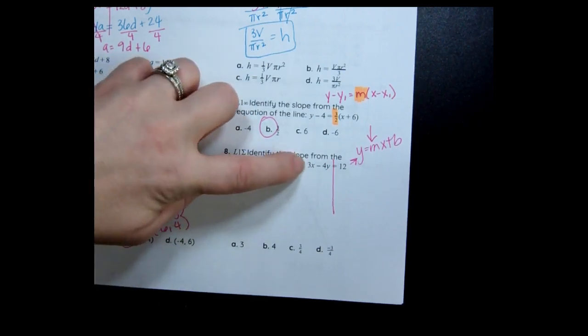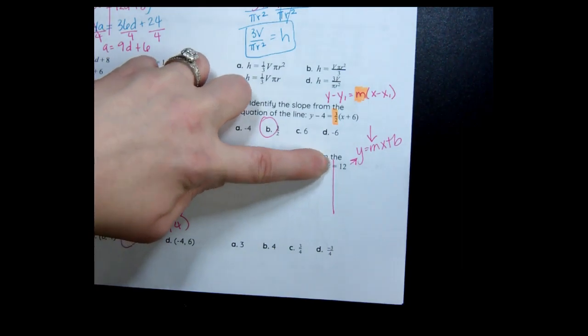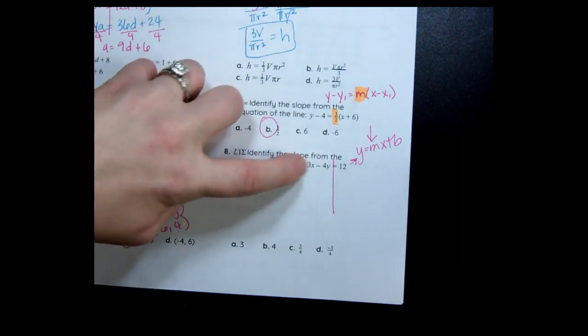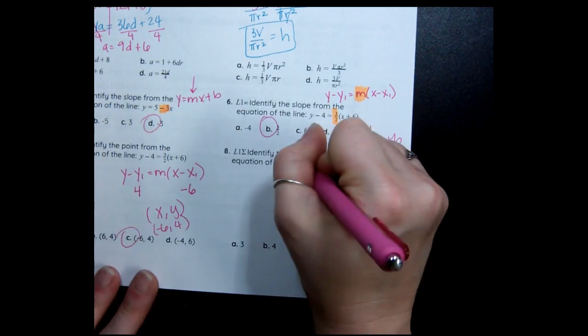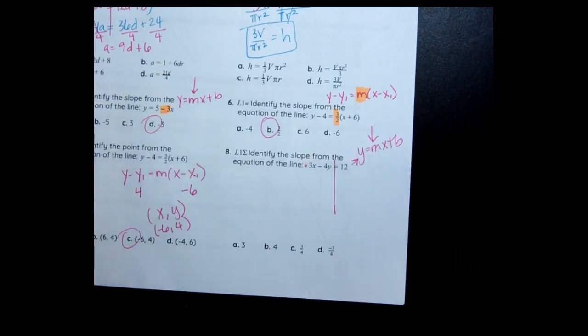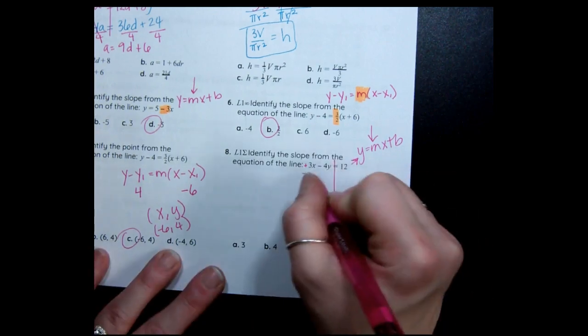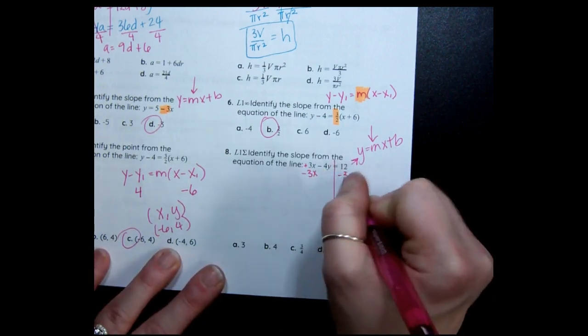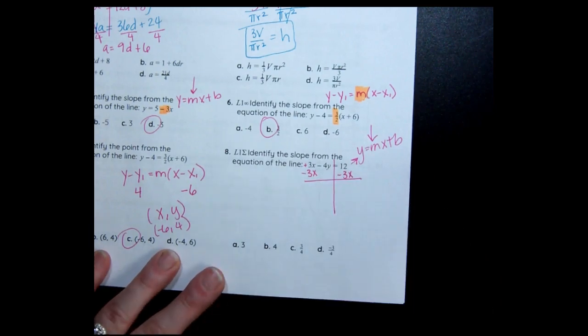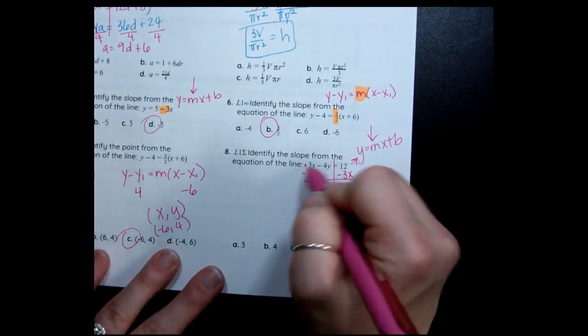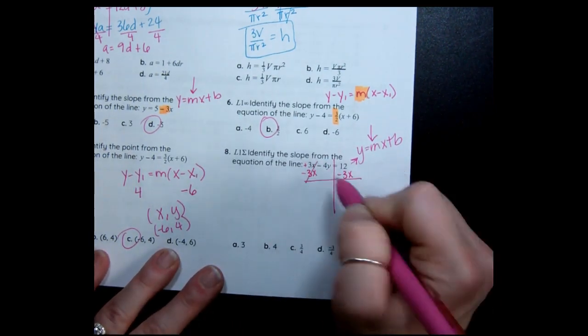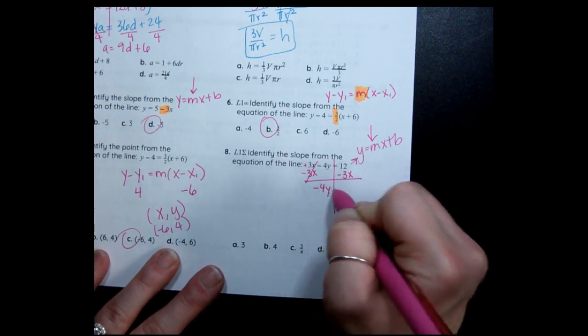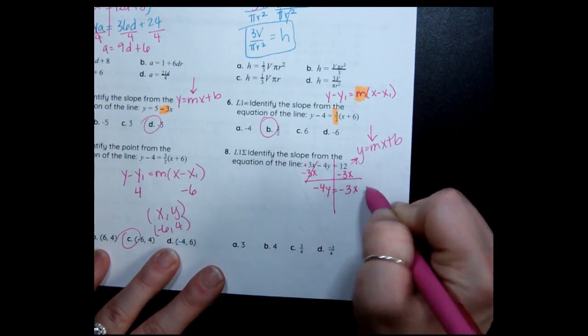I have a positive 3x minus 4y. So I need to get rid of this 3x. Right now this 3x is positive. I know it's positive because there's no minus sign in front of it. So we're going to subtract 3x on both sides, because positive 3x and minus 3x cancel. So we have -4y equals -3x plus 12.